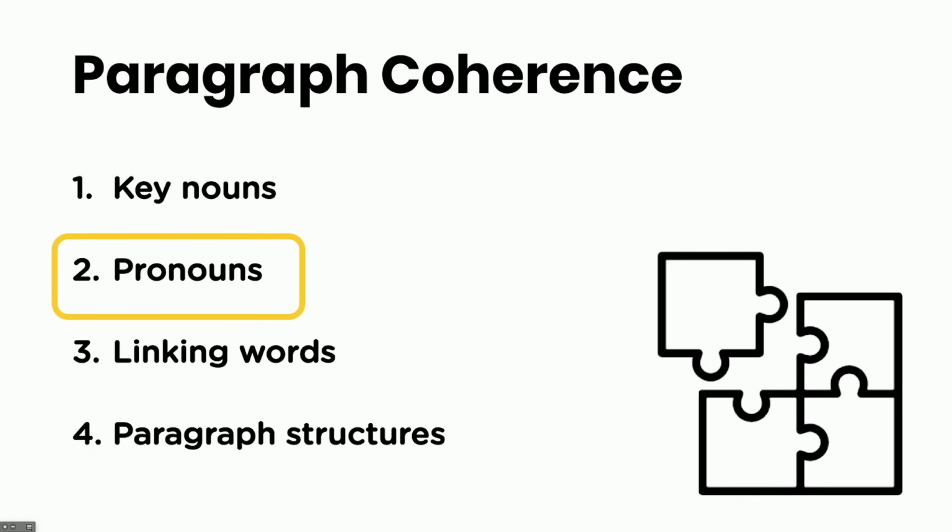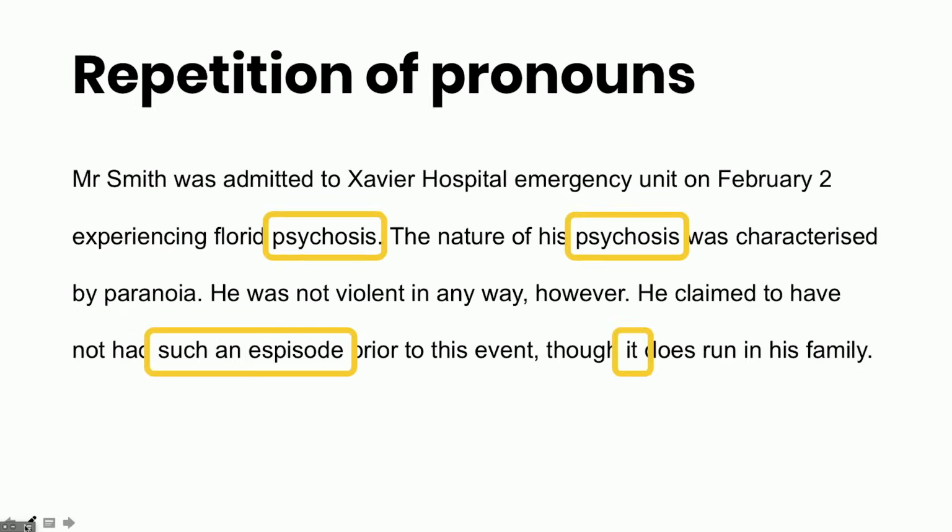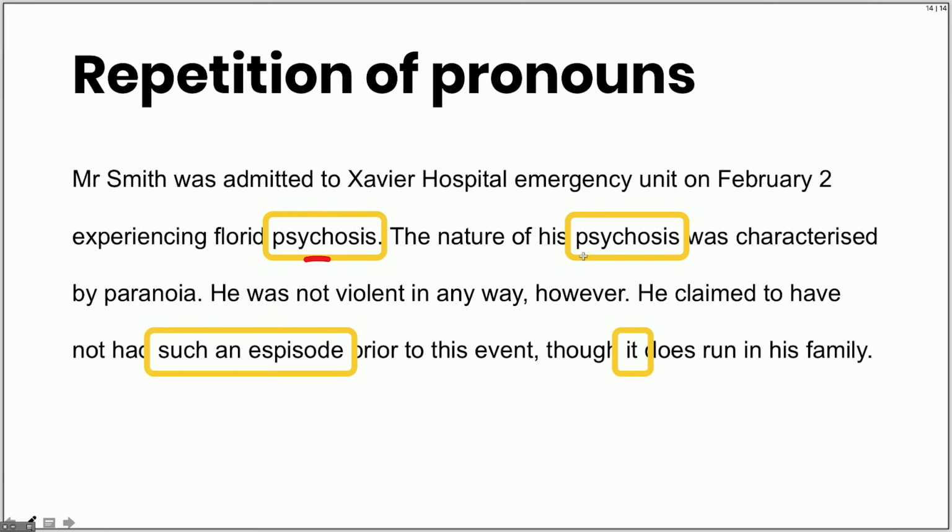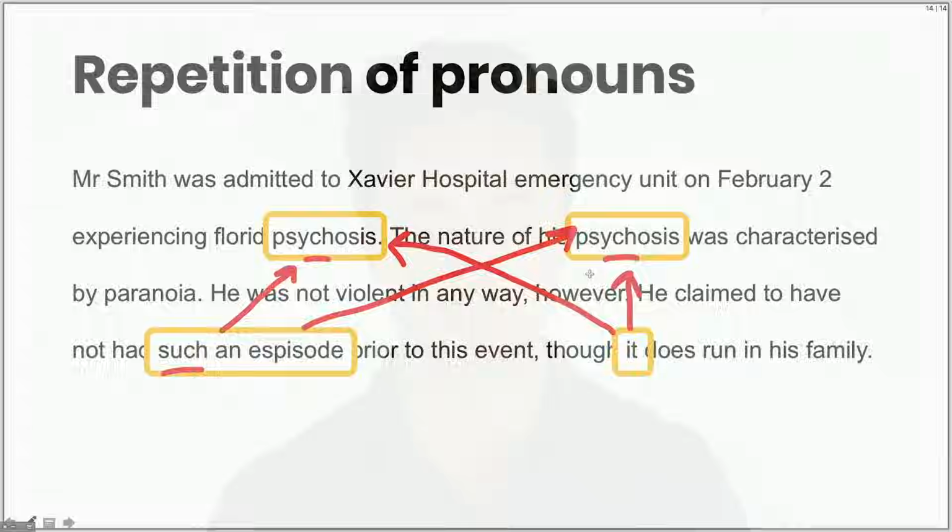What you probably will do, apart from repetition of key nouns and the use of synonyms, is use pronouns. Okay, so we have the key noun psychosis here, and we might mention it again just to be super clear. But then in the third mention, we might use a pronoun like such an episode. Such an episode is a pronoun that refers back, and it is a very clear pronoun that also refers back to the original noun. So you might be using pronouns as reference to refer back to those key nouns.